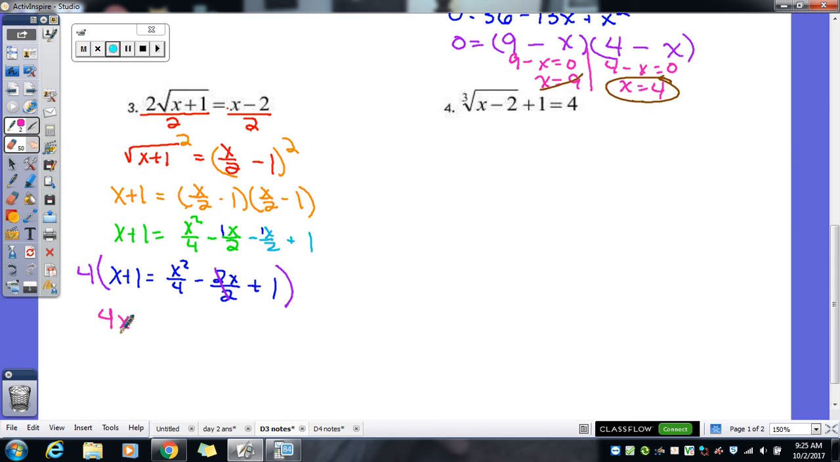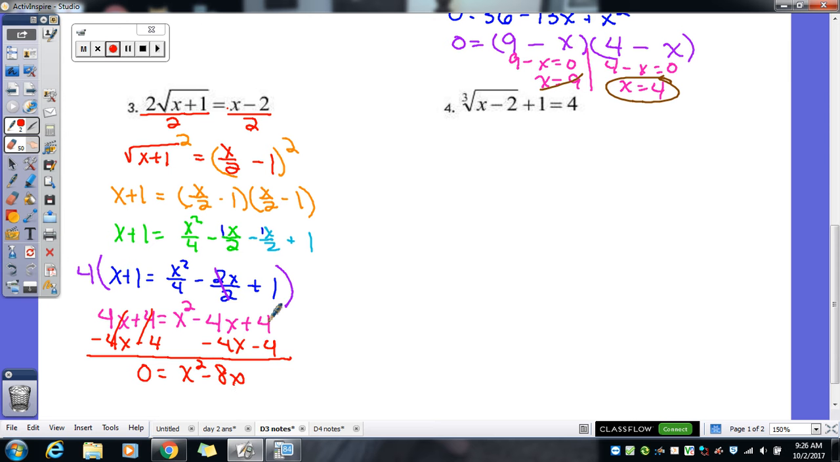So this is going to give me a 4x plus 4 on the left. On the right, we would get x squared minus 4x plus 4. Now I'm going to subtract my 4x over and subtract my 4. So that side gives me a 0. Over here I would get an x squared minus 8x, and our 4's also cancel on that side.